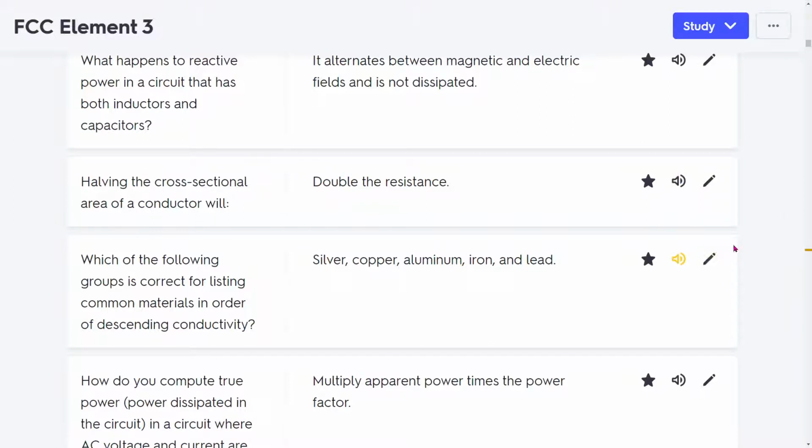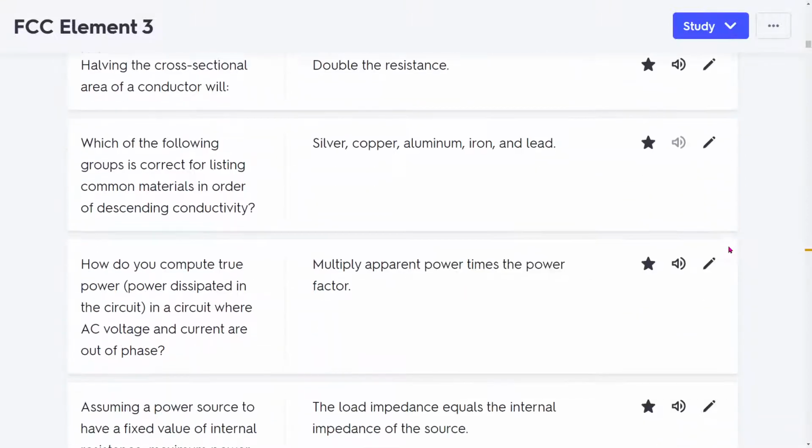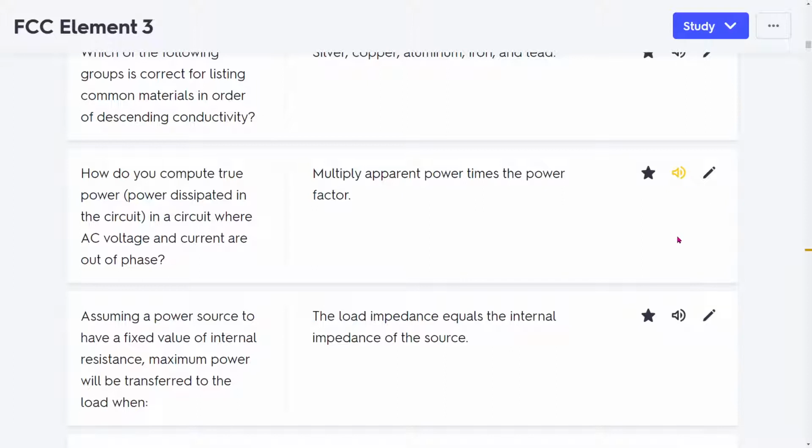Which of the following groups is correct for listing common materials in order of descending conductivity? Silver, copper, aluminum, iron, and lead. How do you compute true power in a circuit where AC voltage and current are out of phase? Multiply apparent power times the power factor.